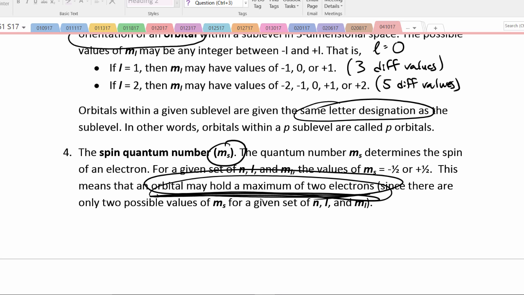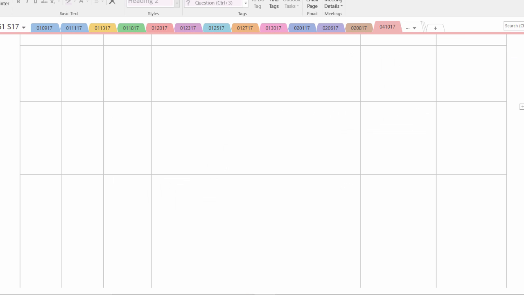So whether I'm looking at this orbital here, which is a very simple one, or this one here, which is a more complex one, the maximum number of electrons that can be in this orbital is 2. The maximum that can be in this one is 2. And that's it. So again, the spin quantum number tells us, because it can have two possible values for a given set of n, l, and m sub l, that each orbital can hold a maximum of 2 electrons. Any questions on that piece?